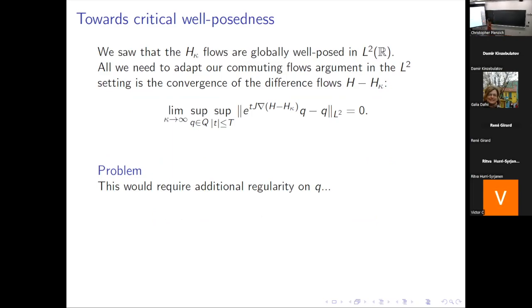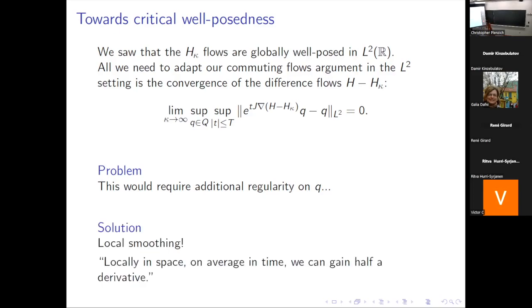What part of our proof do we want to change? The part that we want to change is this, right? The convergence of the difference flow to the identity. This is exactly where the 1-6 condition came up. What we need here is some additional regularity on Q, so that we can even make sense of the nonlinearity.